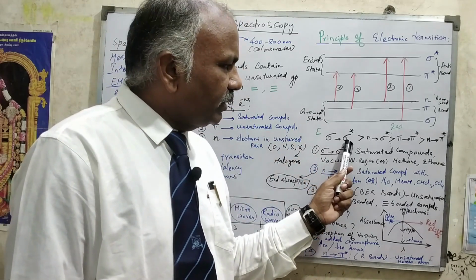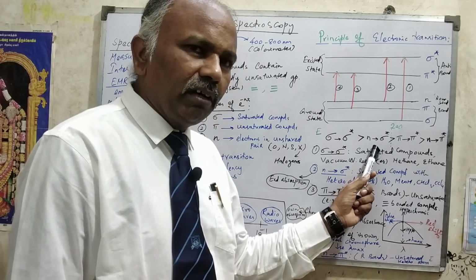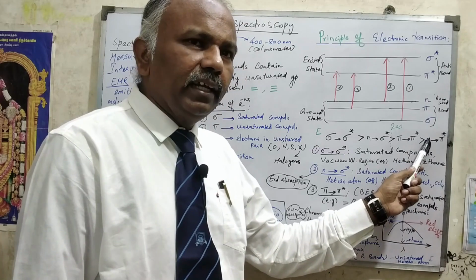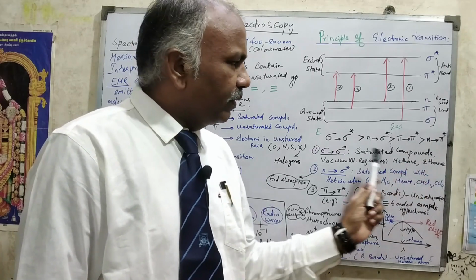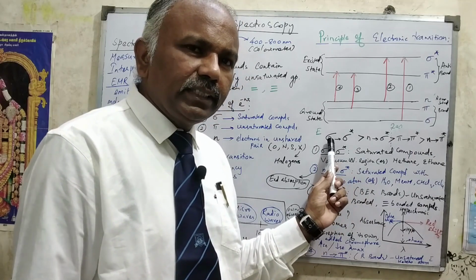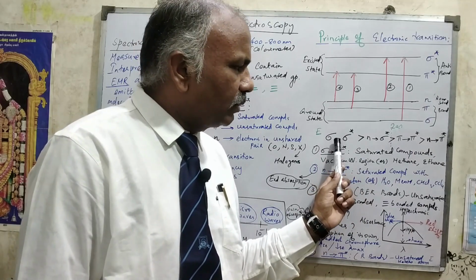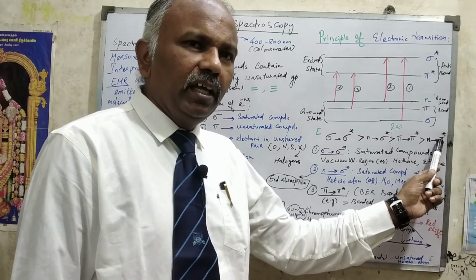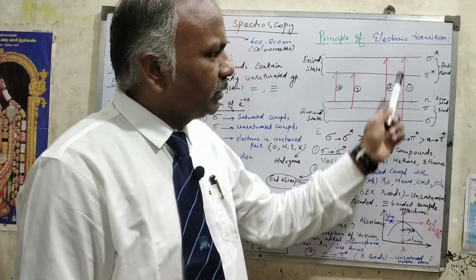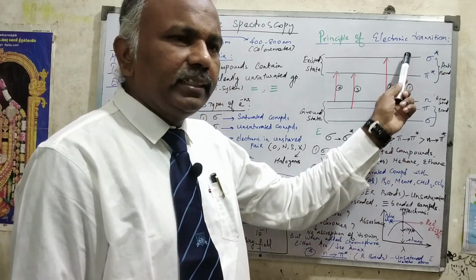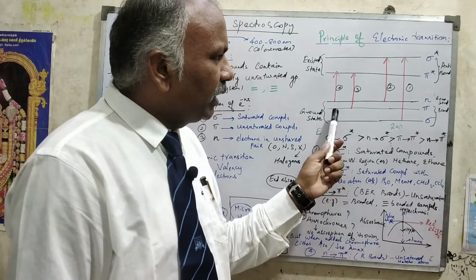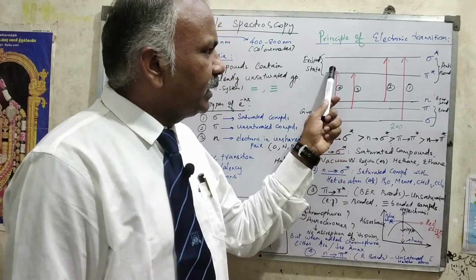Sigma to sigma star transition is greater than n to sigma star transition, which is greater than pi to pi star transition, which is greater than n to pi star transition. So this is how I have made this, right? As far as energy is concerned, sigma to sigma star has the highest electronic transition energy, and n to pi star is the lowest, because sigma to sigma star will take more energy. Higher energy is needed for sigma to sigma star transition, and the lowest one is n to pi star, right?